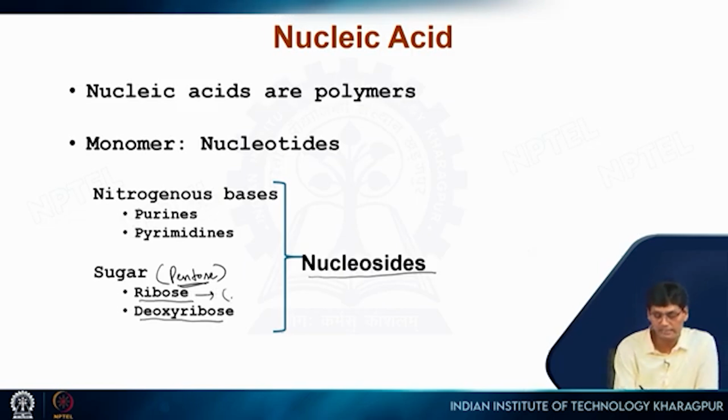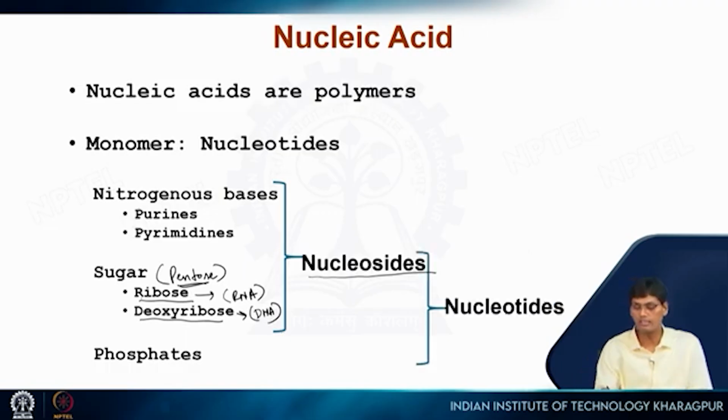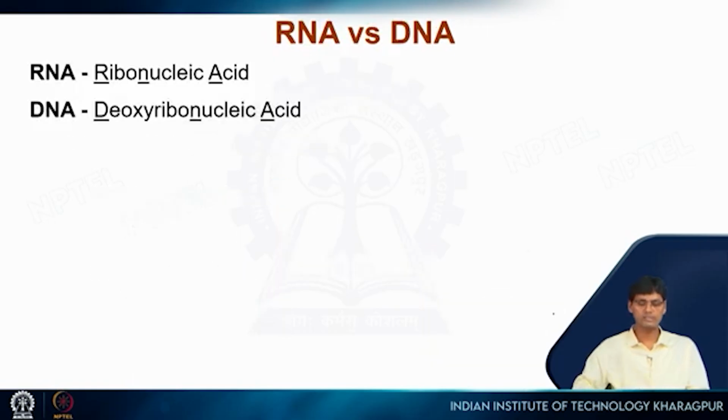Ribose sugar is present in RNA or ribonucleic acid, and deoxyribose sugar is present in DNA. And nitrogenous base and sugar together, we say this is a nucleoside. Now, at the beginning I told that nucleic acids are polymers of nucleotides. So, now if we add a phosphate group to the nucleosides, then it will be a nucleotide. So, this is the monomer of nucleic acid. So, we will discuss more about this now.